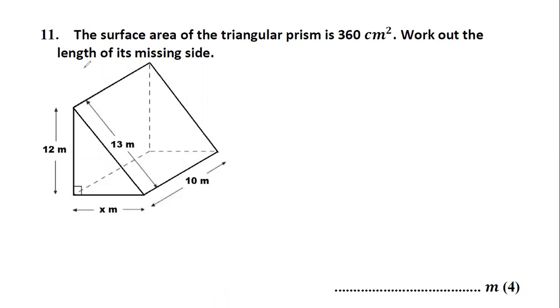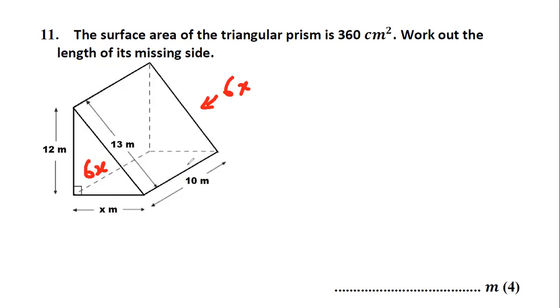Work out the length of its missing side. Right, so we'll start working out the areas of each face, starting from this triangle here. Its base is x and height is 12. So to work out the area of this face, we'll do base times height divided by 2, so x times 12, 12x divided by 2, so this face will be 6x meters squared. So even this triangle here will also be 6x meters squared.